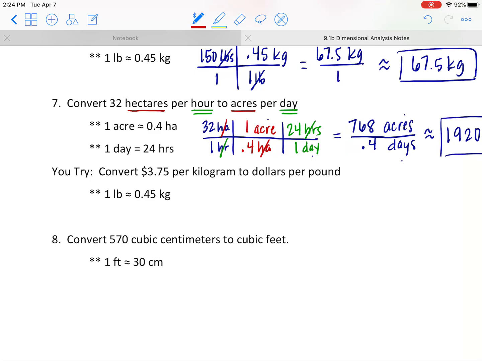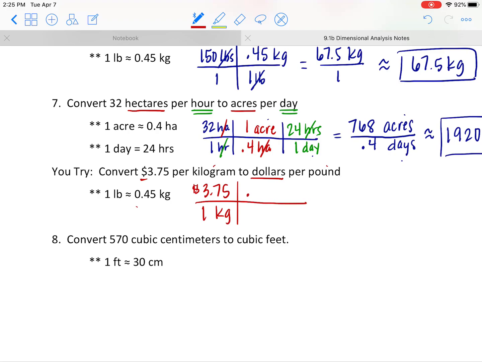Okay, so here's one again for you to try if you want to give it a shot. Feel free to pause and do that. Otherwise, let's work through this one here. We're converting $3.75 per kilogram to dollars per pound. Now this looks tricky. Might look like we're making two conversions here. So we've got $3.75 per 1 kilogram, and we're trying to convert that to dollars per pound.